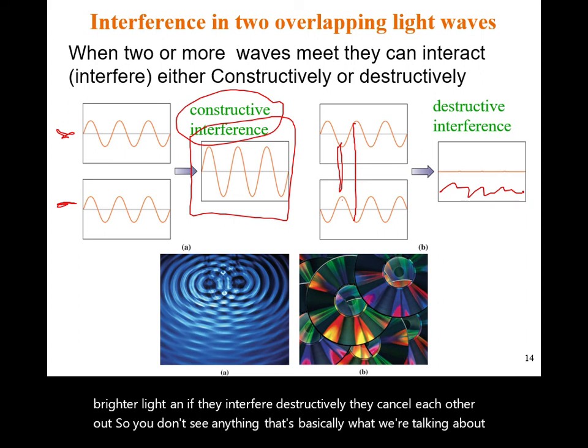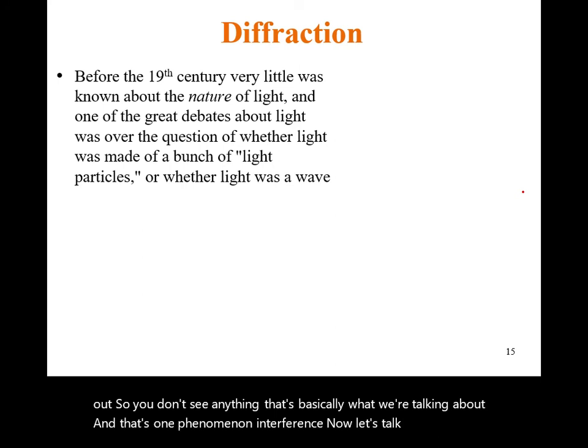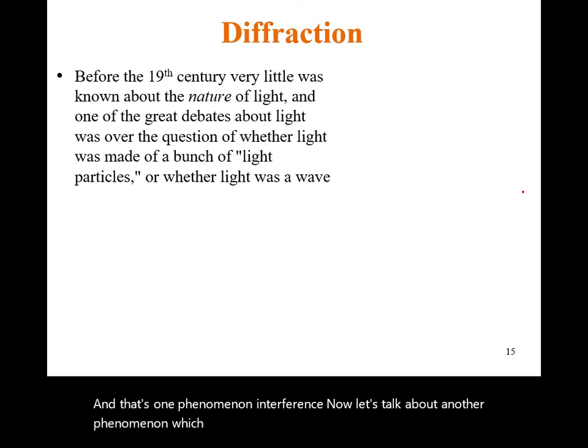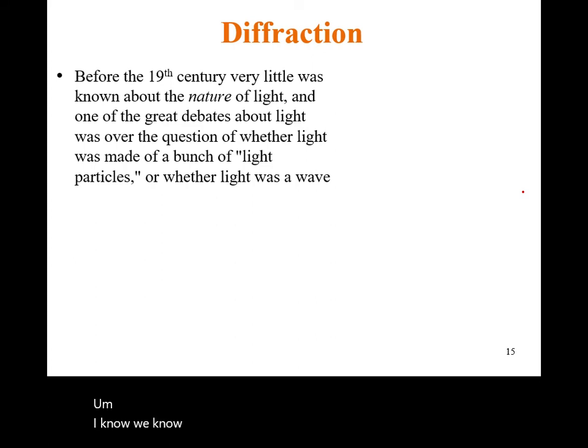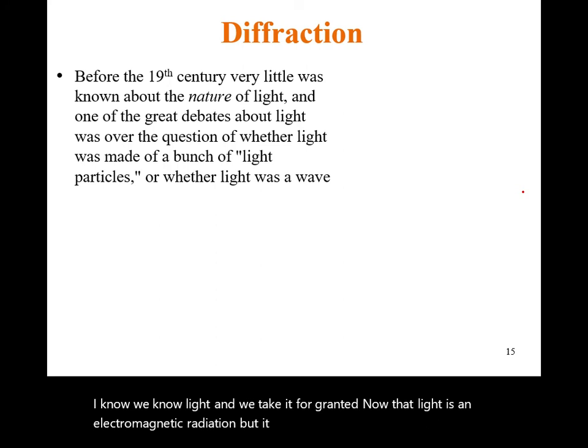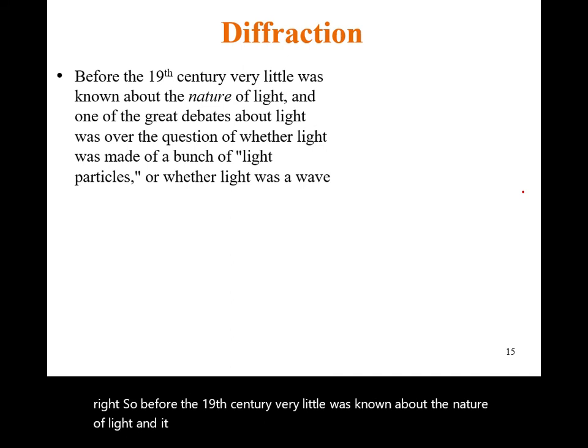Now let's talk about another phenomenon, which is called diffraction. We know light is an electromagnetic radiation and we take it for granted now, but it wasn't understood back in the day, right? Before the 19th century, very little was known about the nature of light. There was a lot of back and forth about whether light is an electromagnetic radiation, is it a wave, or is it a particle?